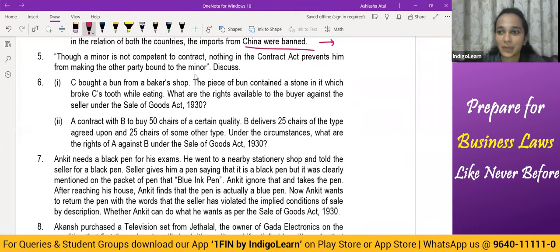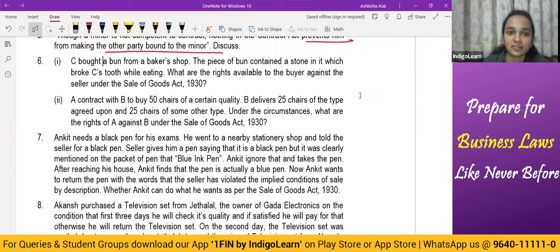So this is a direct question. We'll just go through what the question is and then move on to the next question. Though a minor is not competent to contract, nothing in the Contract Act prevents him from making the other party bound to the minor. Discuss. So here you have a statement, and on the basis of the statement, you have to elaborate and give the answer. Not a lot to discuss on this particular thing. So let's move on to the next question.